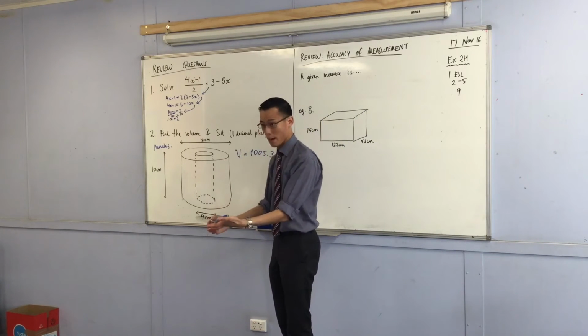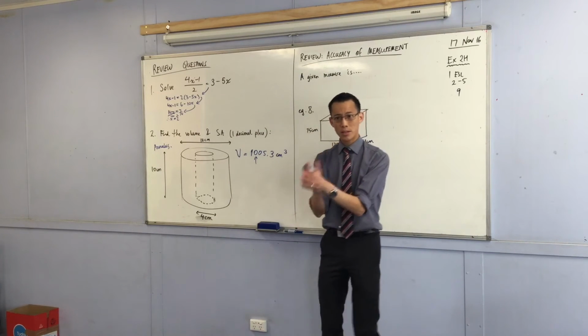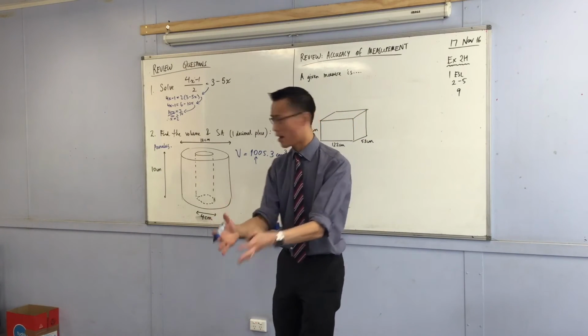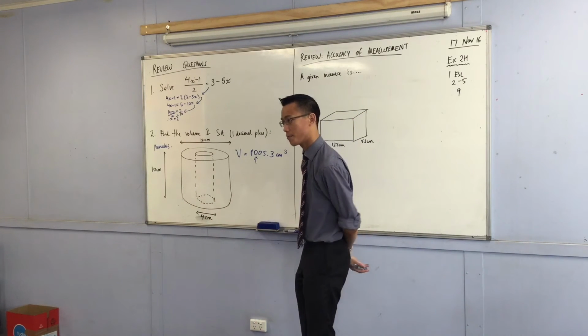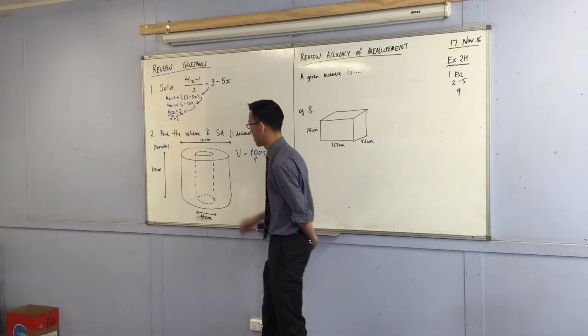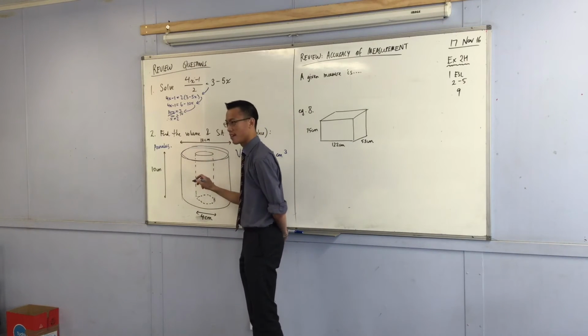Therefore, here's one way I could work out the volume, right? I could say, what's the area of the cross section? That's the important part. How do I work out the area of the cross section? You work out the area of the top bit, assuming the middle hole's not there, and then you figure out the area of the middle hole and you minus it.